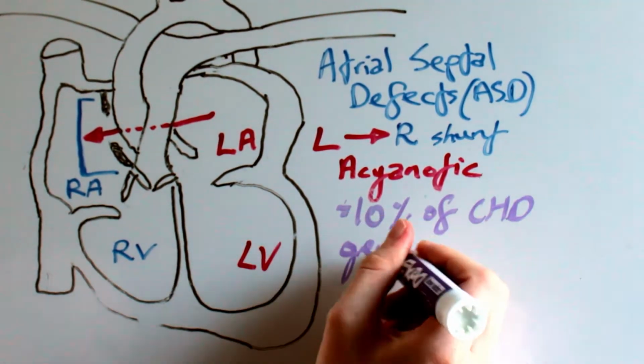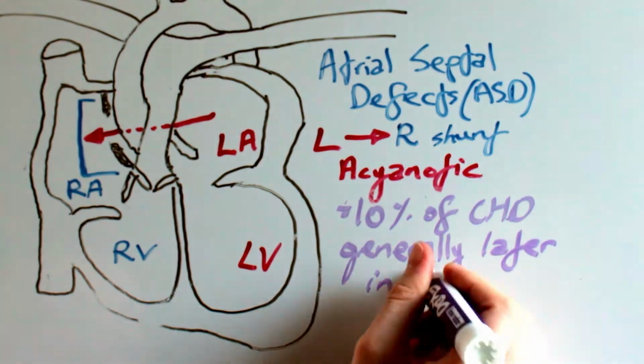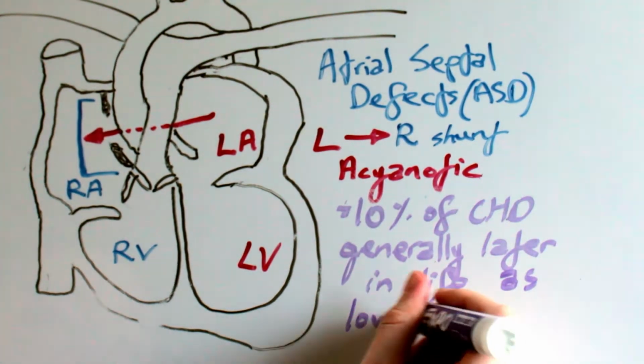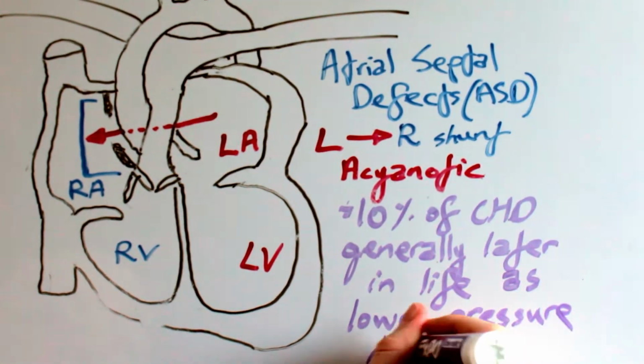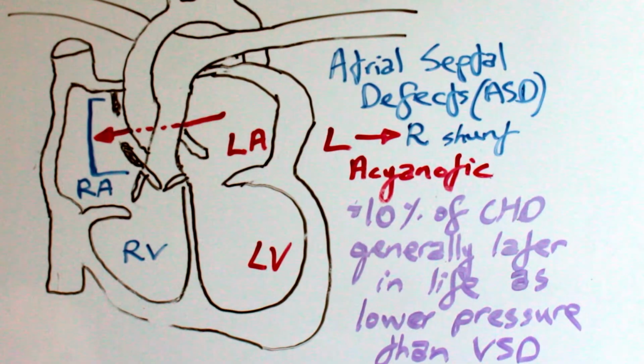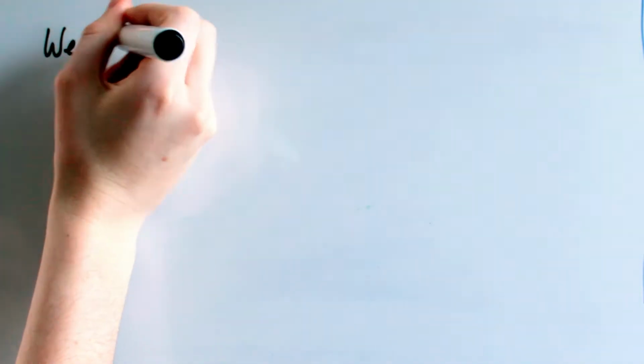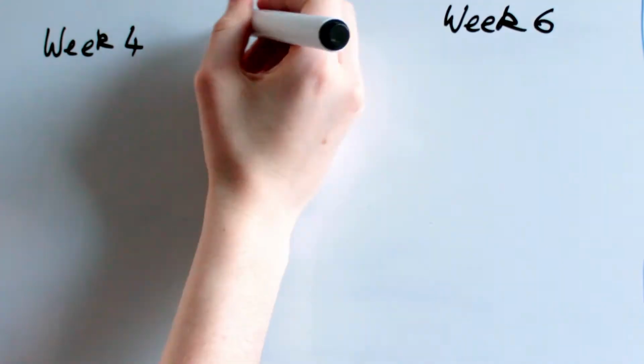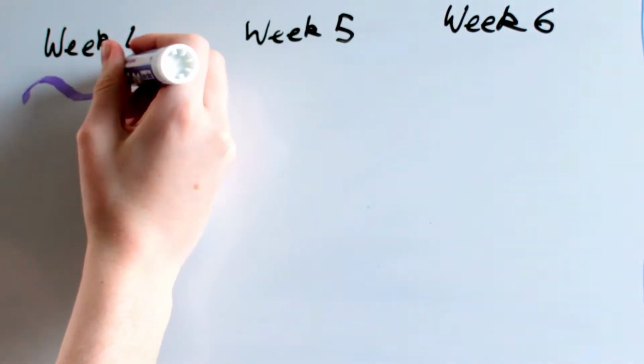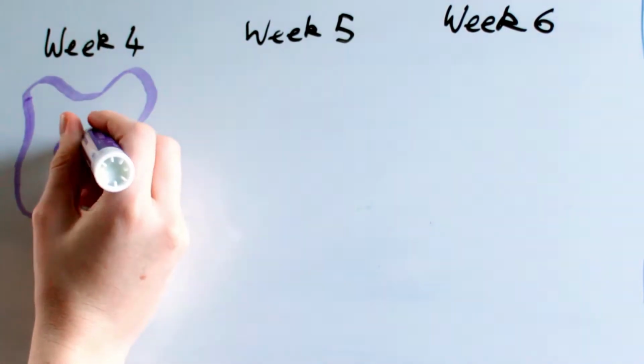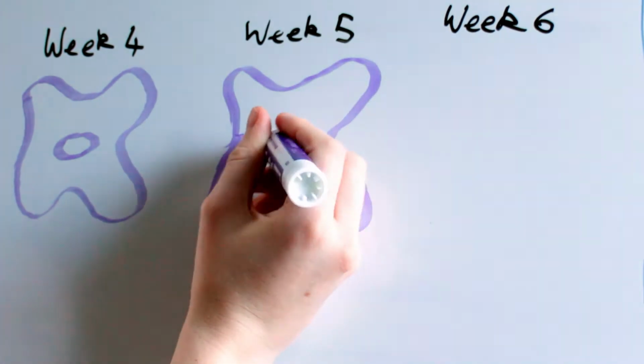These account for 10% of all congenital heart disease and generally present later in life as the shunt is at lower pressure than in a ventricular septal defect. The atrial septum forms between week 4 and week 6 of embryonic development, and we'll just draw some rough outlines of the developing heart to see this.